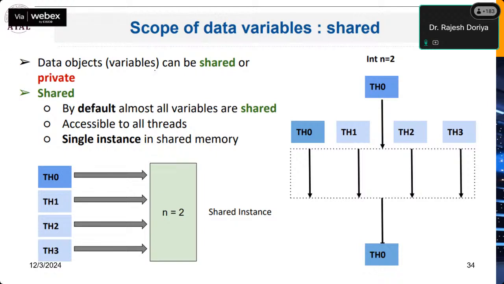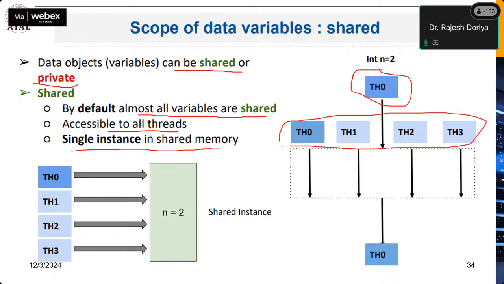Data objects which are variables can be shared or can be kept private, right? If we are talking about the shared one, then by default almost all the variables are going to be shared. That means they are going to be accessible to all the threads and they are going to create a single instance in shared memory. Let's say we had a main program and initially we just had a master thread, and then came the parallel region. So a number of parallel threads have been created. In this case 4 threads have been created.